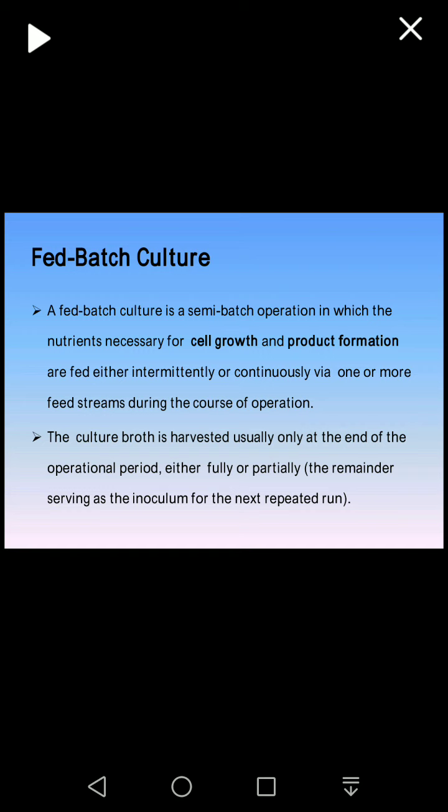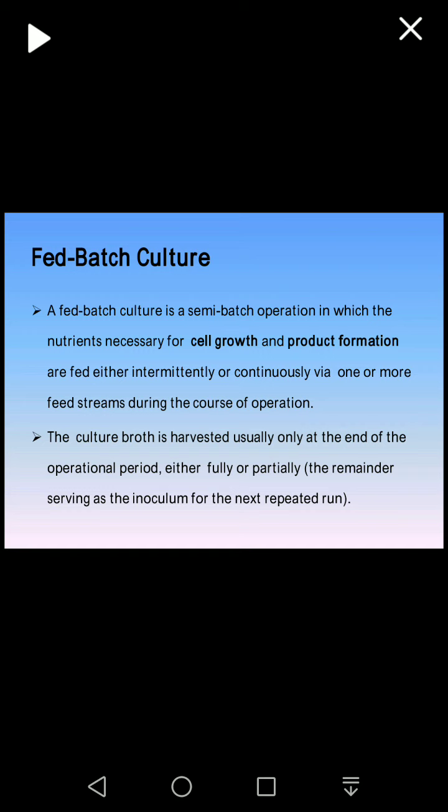So the difference between continuous culture and the fed batch culture is that in case of fed batch culture, you are adding the media, you are adding the food to the fermentation tank intermittently or continuously. Intermittently means that after specific periods of time, and continuously means without any break.